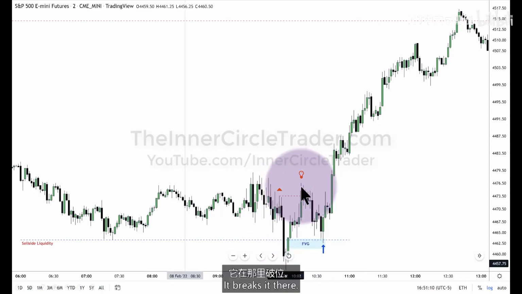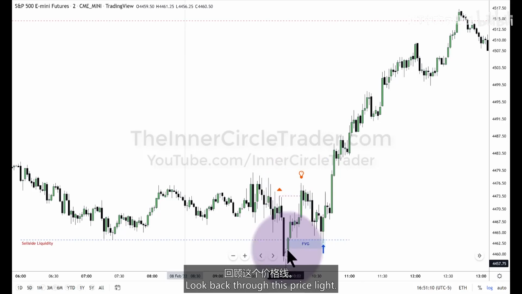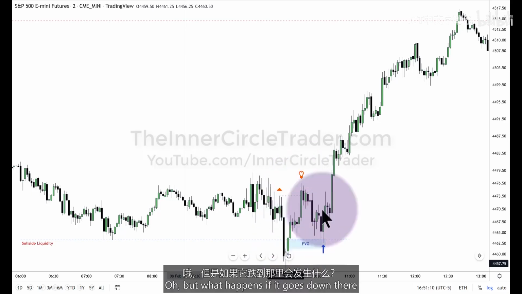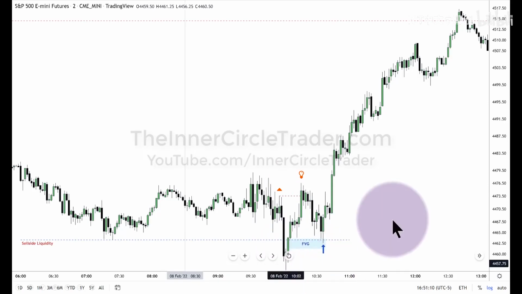There's a swing high. It breaks it there. So now market structure is shifted bullish. Look back through this price leg. There's your fair value gap. Oh, but what happens if it goes down there and it keeps on going? That's what your stop is for.